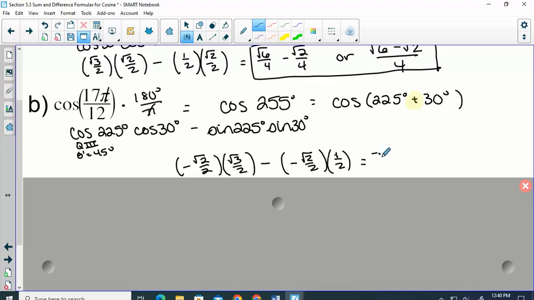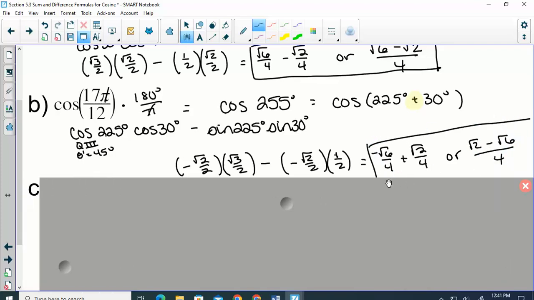If I multiply this, I get negative radical 6 over 4 minus a negative, so plus radical 2 over 4. You can leave it like that, or you can put it in one fraction. If you don't want the negative in front, you could change the order.